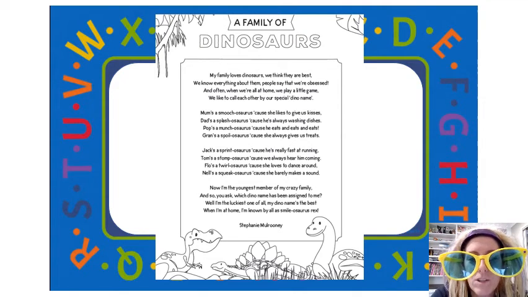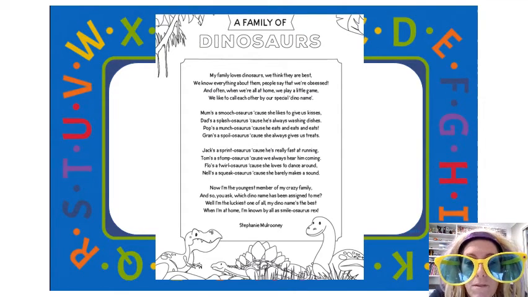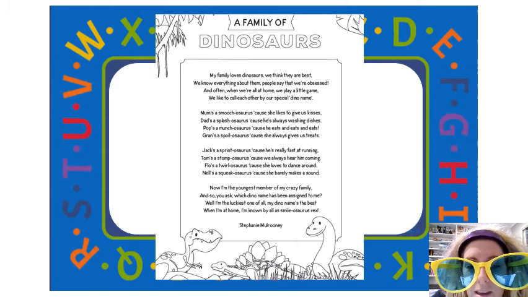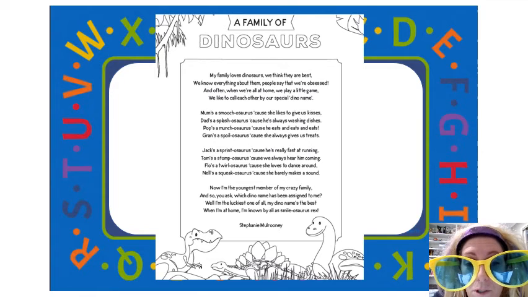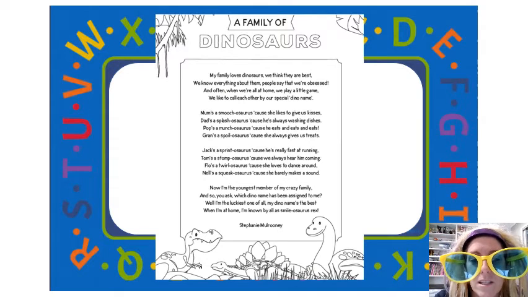A family of dinosaurs. My family love dinosaurs. We think they are best. We know everything about them. People say that we're obsessed. And often when we're all at home, we play a little game. We like to call each other by our special dino name. Mum's a smoochosaurus because she likes to give us kisses.